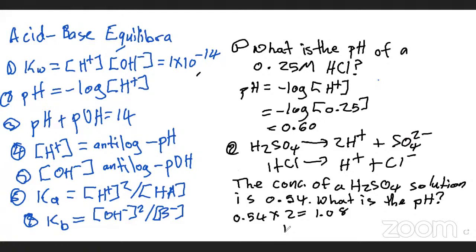So pH would be negative log 1.08. Negative log 1.08 gives a negative number. Let me just change the concentration. At 0.05 times 2, that would be 0.10. We get a pH of 1. Yes.